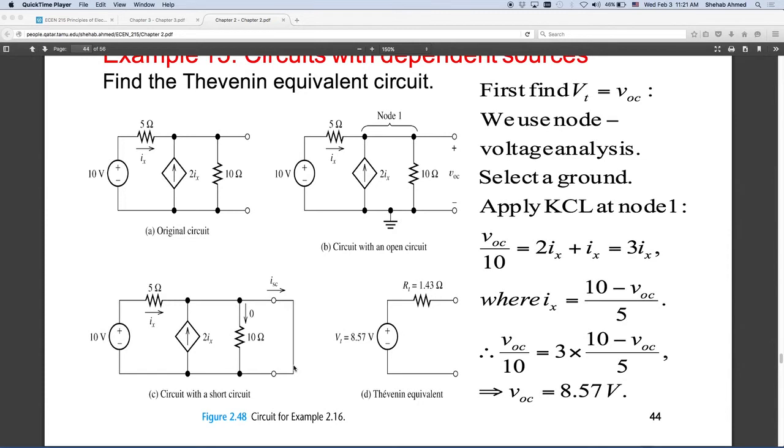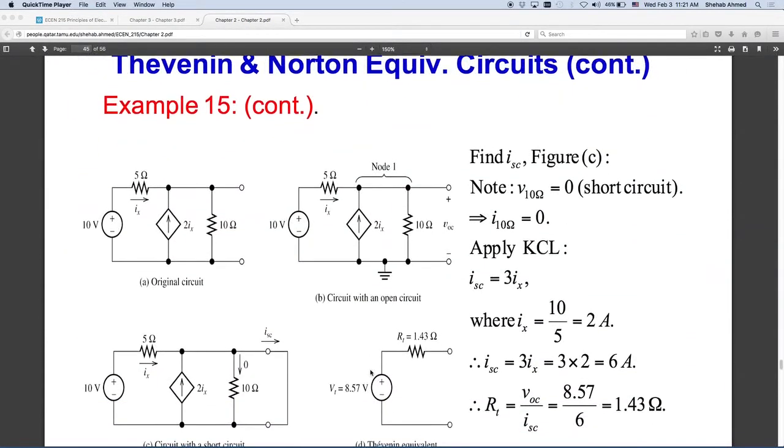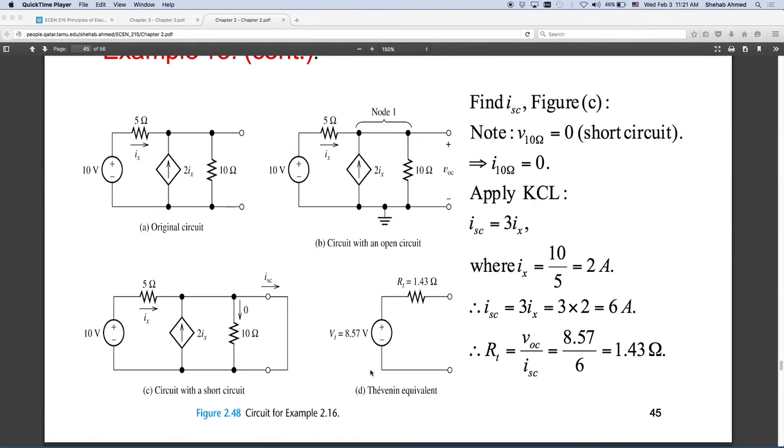Given short circuit current and open circuit voltage, you divide V by I, and you will get R Thevenin. And that's what you will plug here. Okay? Another example. This is the solution to the previous example.